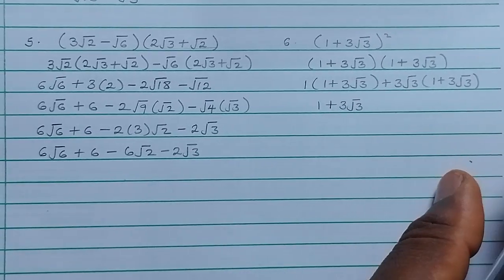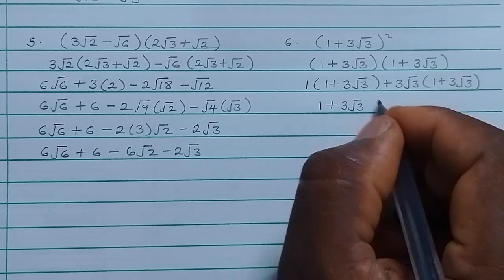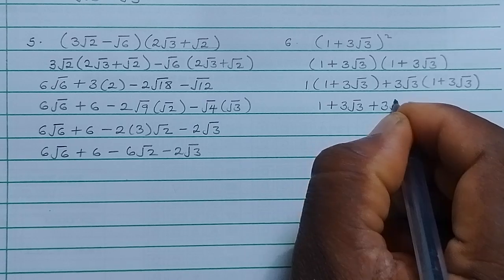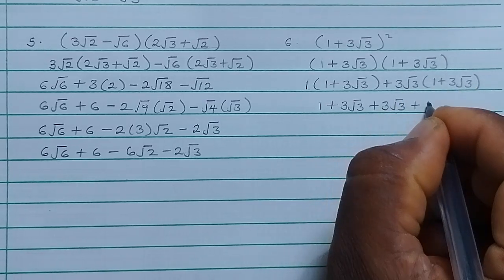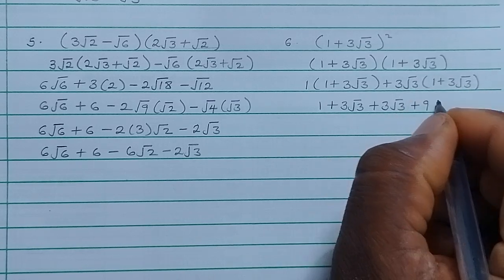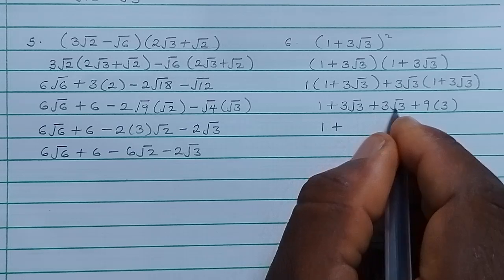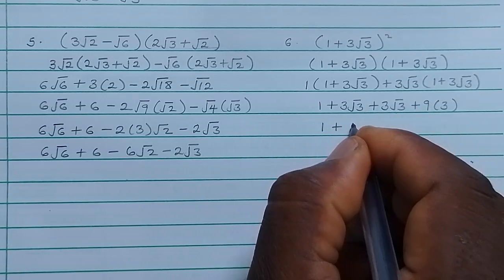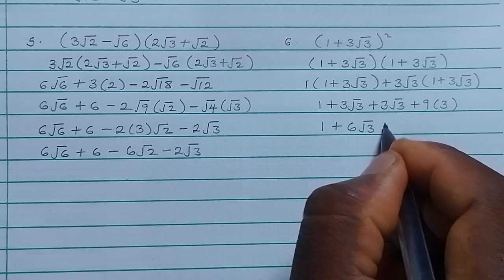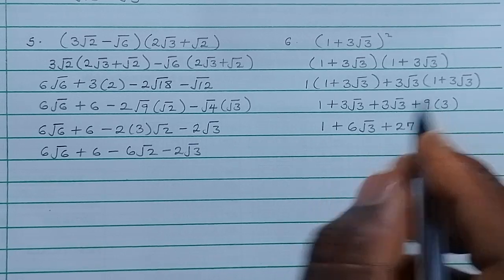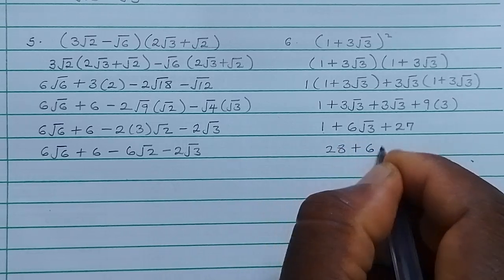Then we go further. Going further, this multiplied by 1 will be 3 root 3. Then this multiplied by this, 3 times 3 is 9. Root 3 times root 3 is 3. So this is 1 plus this and this is 6 root 3. 9 times 3 is 27. So 1 plus 27 is 28 plus 6 root 3.